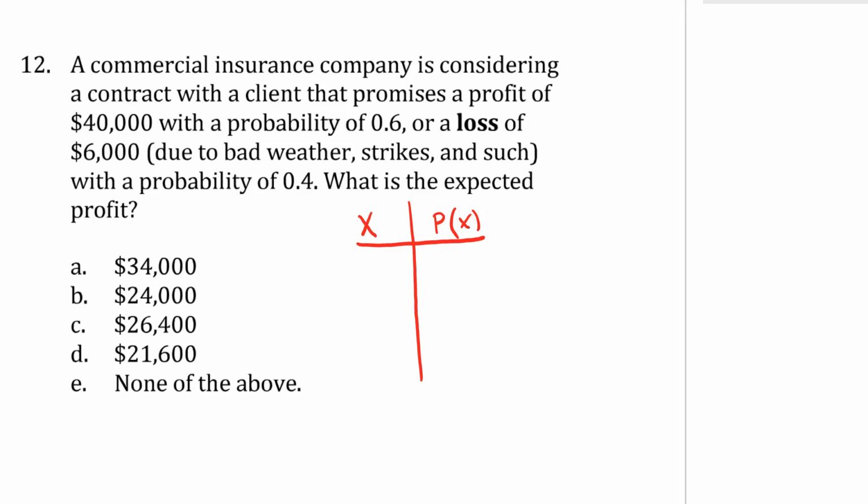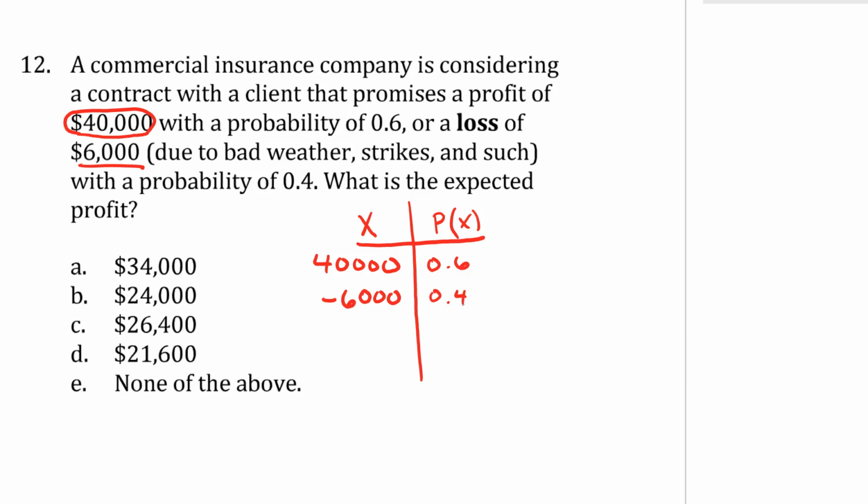And so we see there are two things that might happen. Either we make $40,000, so that's one possible value that we might see, or we have a loss of $6,000. So make sure we show this loss as a negative because we're losing money. It's a negative profit. Now putting these probabilities in, we see that 40,000 has a probability of 0.6 and negative 6,000 has a probability of 0.4.